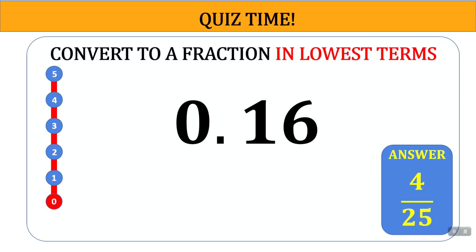0.16 reads as 16 hundredths. If we use the dividing by 2 method, 16 divided by 2 is 8. 100 divided by 2 is 50. And then again, if we divide 8 by 2, we get 4. And 50 divided by 2 gives us 25. So the answer is 4 over 25.